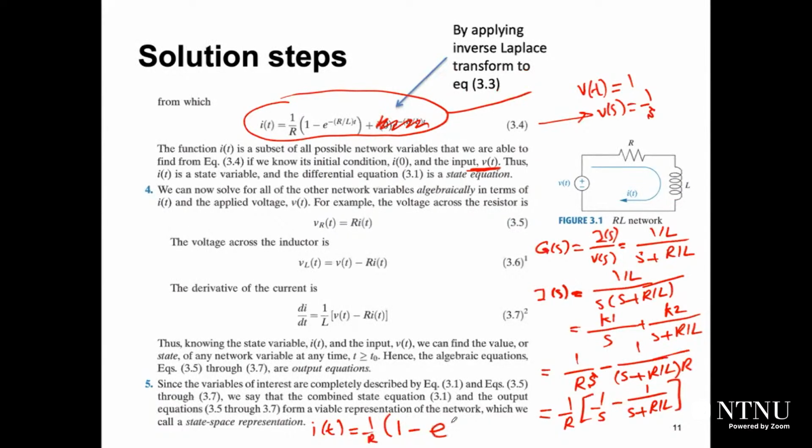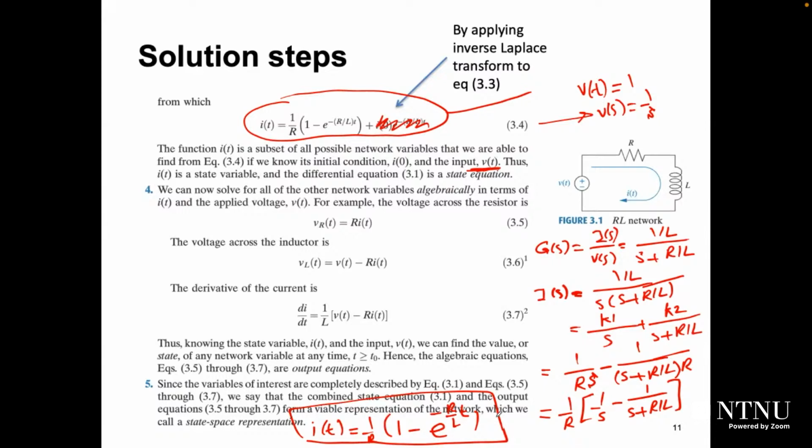It will be exponential minus R divided by L multiplied by T. So now we have the solution in time domain, correct? Now we have I of t. We did that in chapter 2, in fact, and now we are just repeating it.